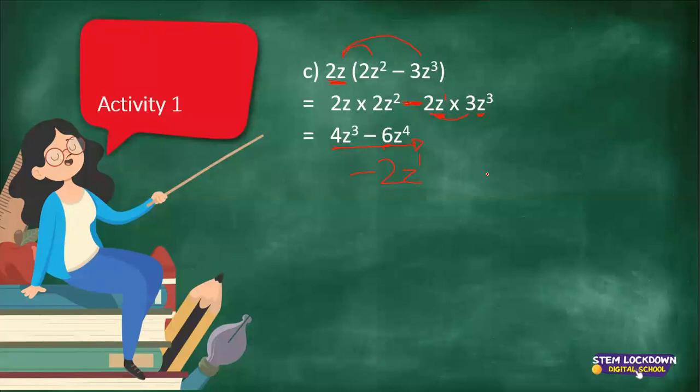A good try. Okay, let's see whether you're correct. Thank you very much for your response. Now remember we are subtracting unlike terms, right? So z to the power 3 is not the same as z to the power 4, right? Laws of exponents.